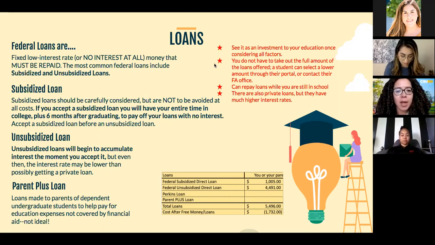It's also important that you can start repaying it while you're in school, so you don't have to wait until you graduate. If you maybe have a little bit of surplus money, you can start paying that back and not have to pay it later with a higher interest rate. And then there are also private loans, but again, these aren't ideal. They'll be a much higher interest rate for you.